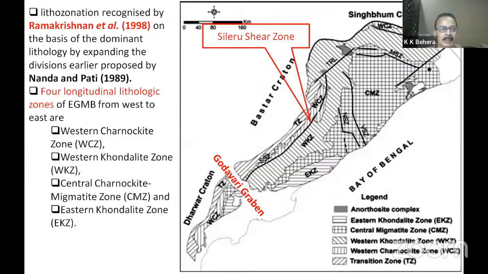Subsequently, lithotectonic classification was done by Ramakrishnan et al. They classified the Eastern Ghats into four longitudinal zones: Western Charnockite Zone, Western Khondalite Zone, Central Charnockite and Migmatite Zone, and Eastern Khondalite Zone. This is the Sileru Shear Zone. West of it lies the Western Charnockite Zone, and east of it lies the Western Khondalite Zone. Then this is the Central Migmatite Zone and Eastern Khondalite Zone. And this is the Godavari Graben. Our study area lies north of Godavari Graben up to the Sukinda thrust.